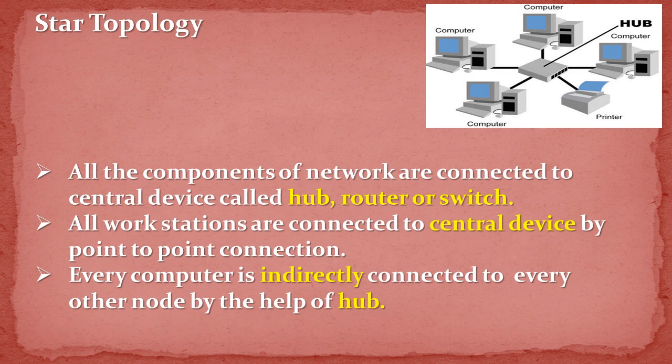Let's talk about star topology. In star topology, all the components of the network are connected to a central device called a hub, router or switch. All workstations are connected to the central device by point-to-point connection. Every computer is indirectly connected to every other node with the help of the hub. As you can see in this diagram, there is a central hub and all other computers are connected to the hub.